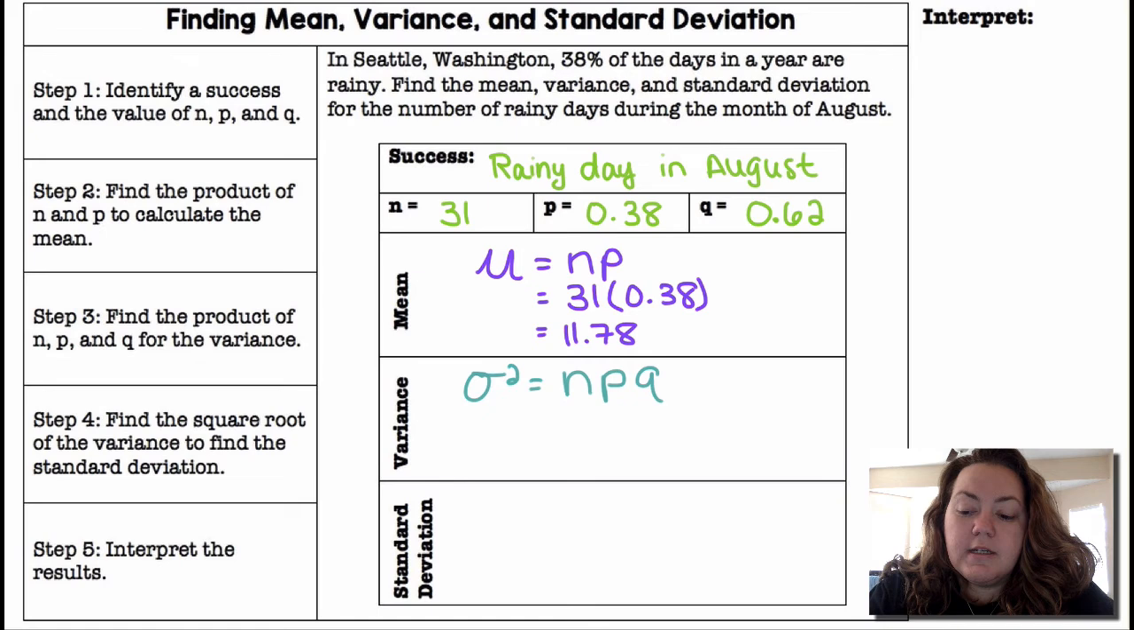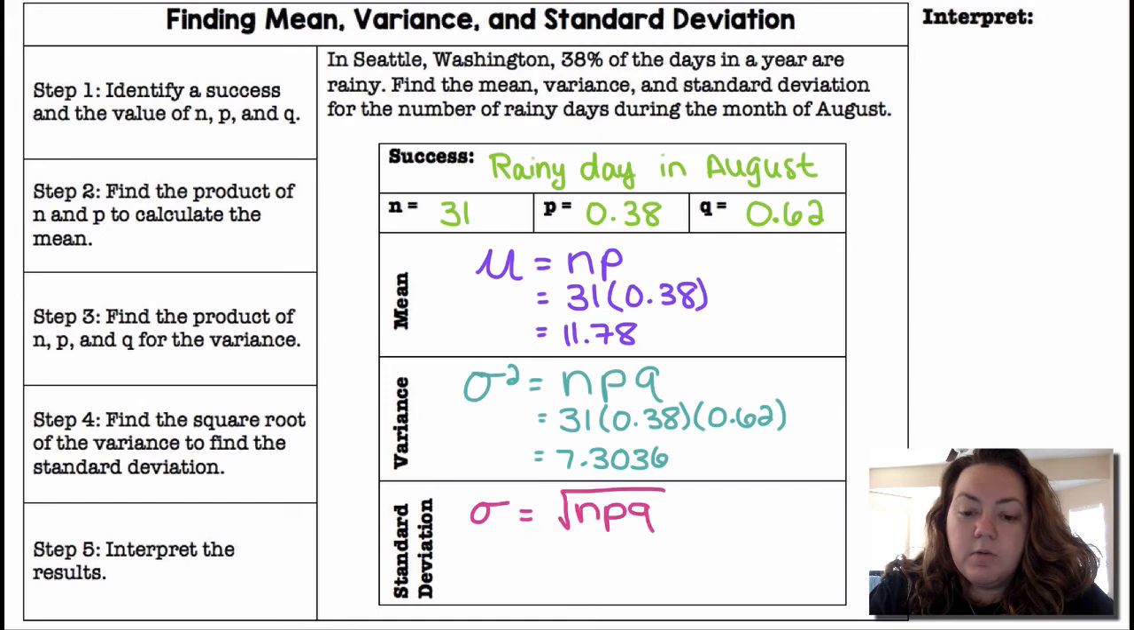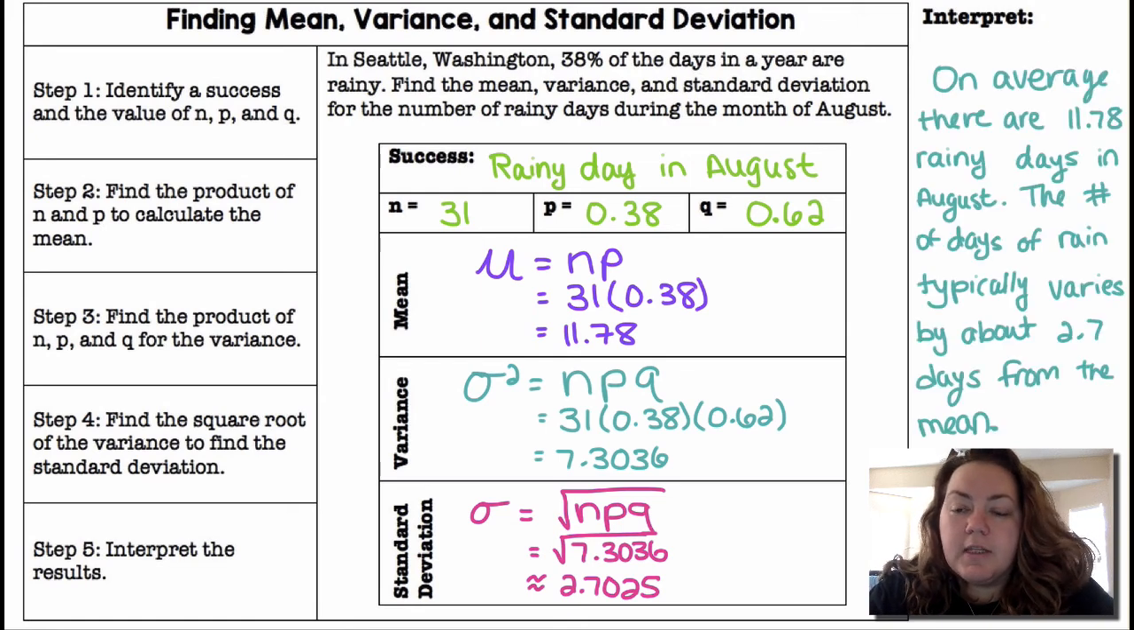The variance is n times p times q, so 31 times the probability of success, 0.38, times the probability of failure, 0.62, gives me 7.3036. And the standard deviation would be the square root of n times p times q. We found n times p times q when we found the variance, so it's the square root of the variance, which works out to be 2.7025.